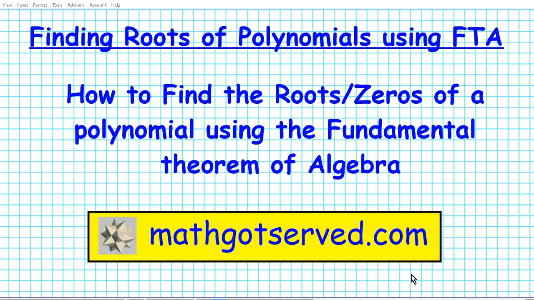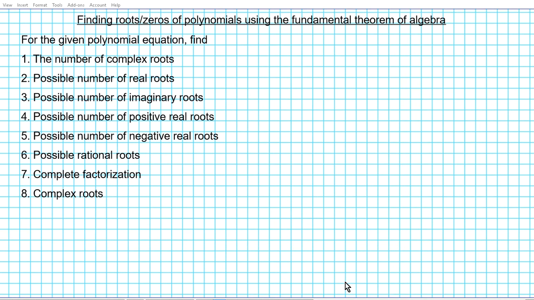And in this clip we're going to be going over how to find the roots or zeros of a polynomial using the fundamental theorem of algebra. Alright, so for the given polynomial equation, we're going to be finding the following. We're going to find the number of complex roots, the number of real roots, imaginary roots, positive real roots, and negative real roots using Descartes' rule of signs. We're going to find the possible rational roots. We're going to factor the polynomial completely and then find what the complex roots are.